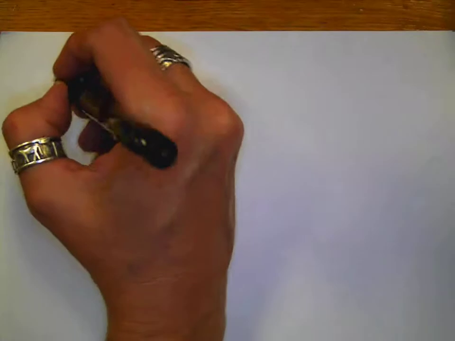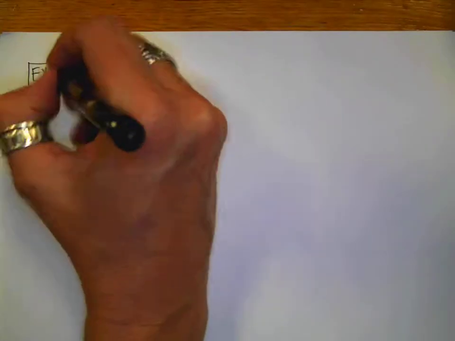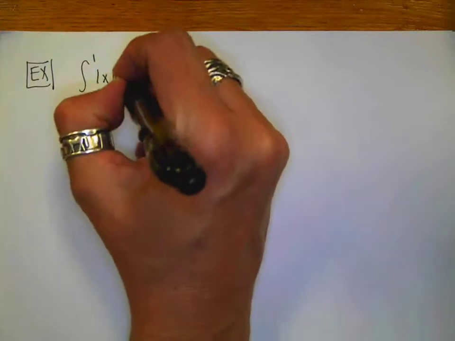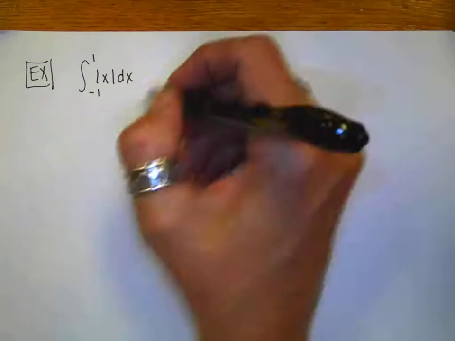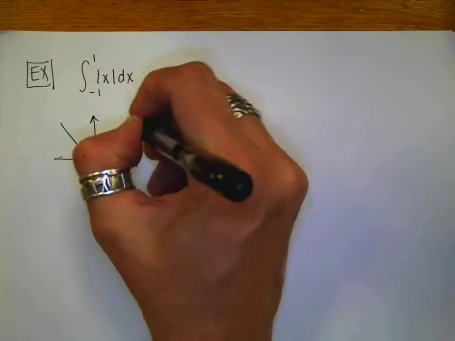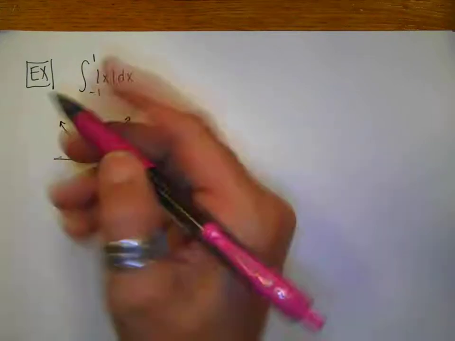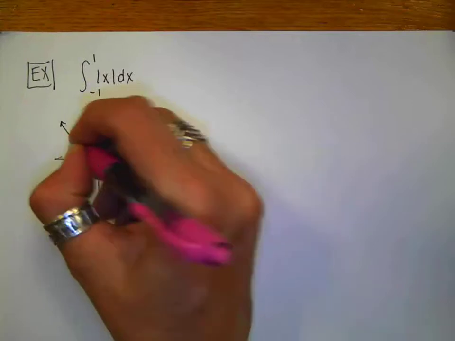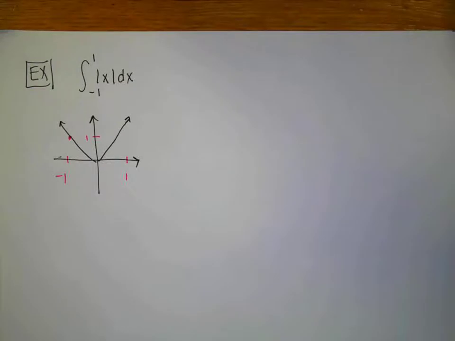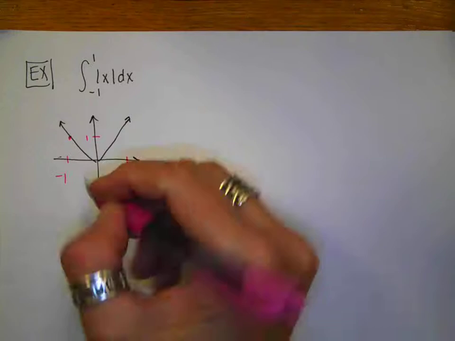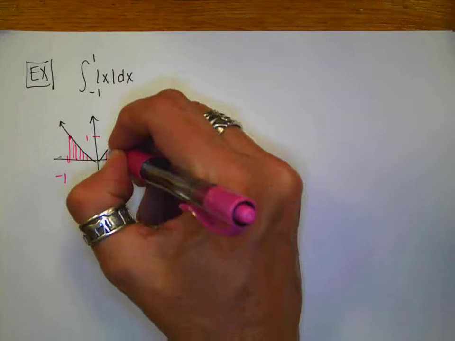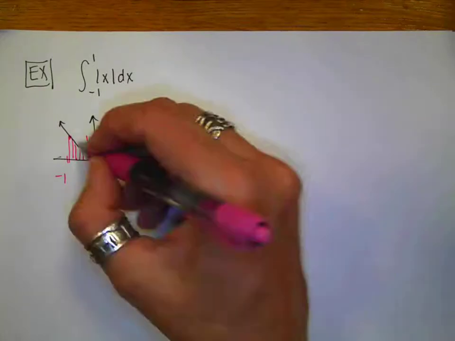All right, so we want to talk about an absolute value function. It is an example, but we're really just going to kind of talk through it. I have an integral from negative 1 to 1 of the absolute value of x dx. Okay? So if I think about the graph of the absolute value, it looks like this, right? And let's say this is negative 1, so that means that's 1, right? And then if I have a positive 1, then that's 1 also.